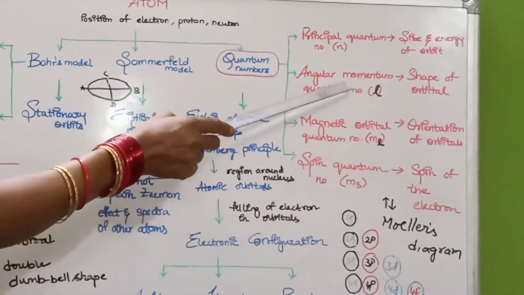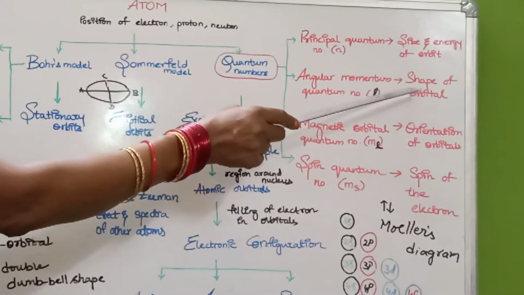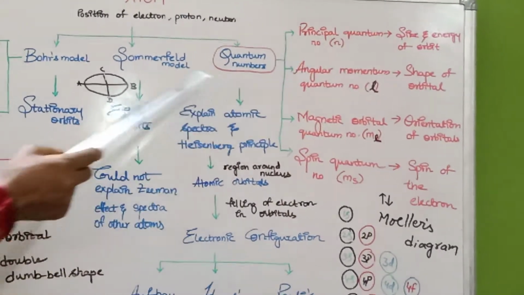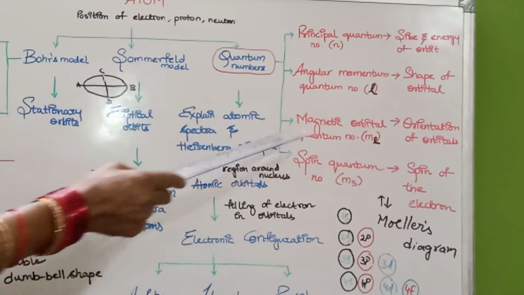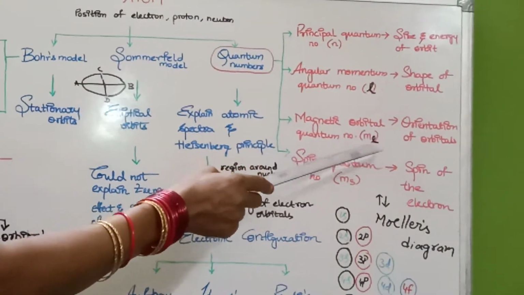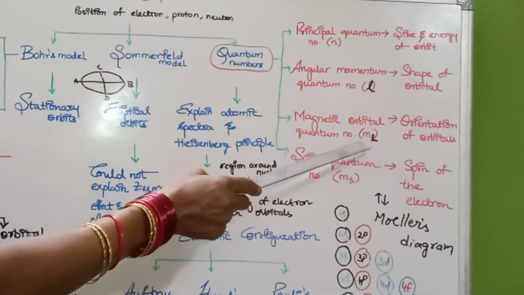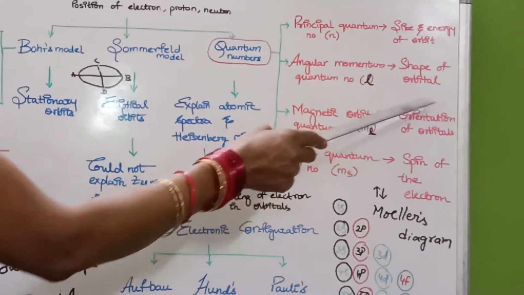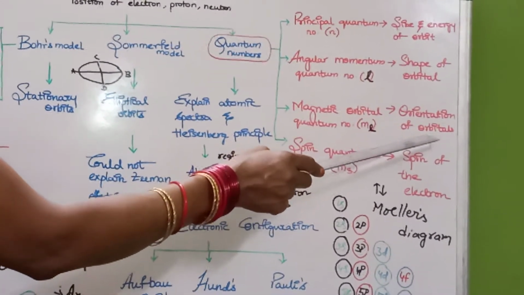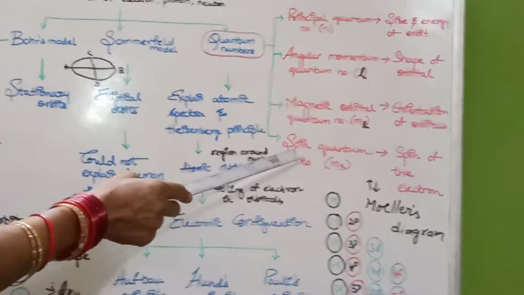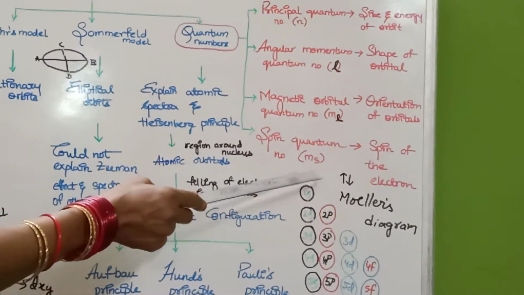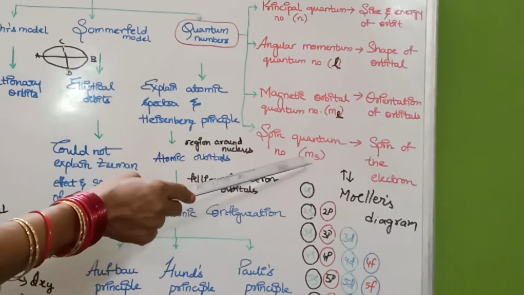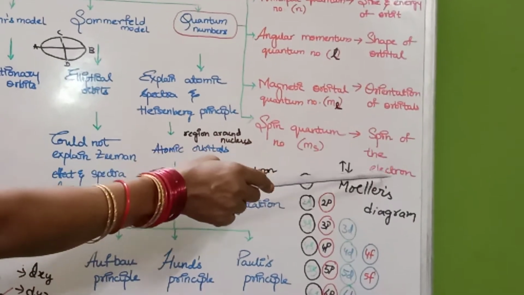Azimuthal quantum number, or angular momentum quantum number, gives the shape of the orbital, and it is designated with small l. It was proposed by Arnold Sommerfeld. Third one is the magnetic quantum number, designated with ml, which was proposed by Lande, and the information we gather using this magnetic quantum number is the orientation of atomic orbitals. Next, the fourth one is the spin quantum number, designated with small ms, proposed by Uhlenbeck and Goudsmit, and it gives the spin of the electrons.